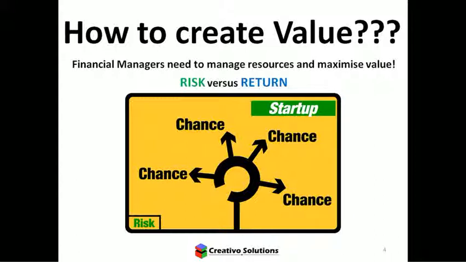In order to create value, we need to weigh up the risk and the return. We need to look at both the risk and the return in order to make a decision on whether or not to proceed with a particular project or investment or product or service. So the decision making is always going to come back to creating value and weighing up the pros and the cons, or in this case the risk versus the return.